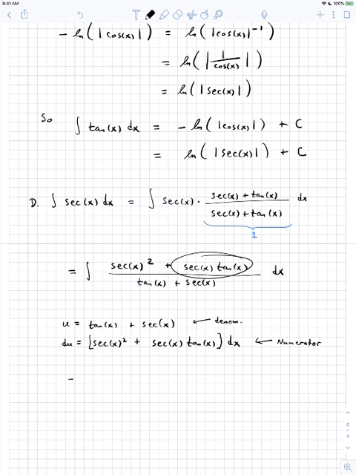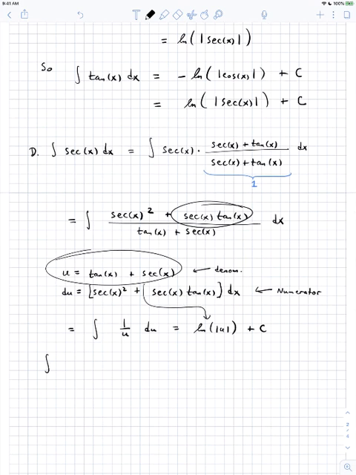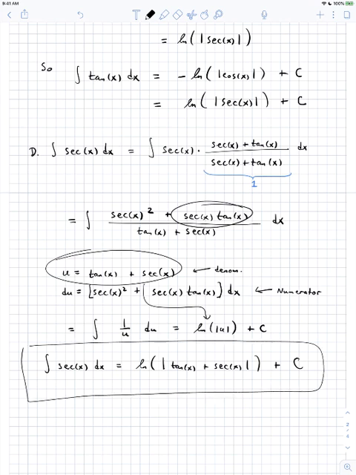So what we end up with is the integral of 1 over u du, which of course is ln of the absolute value of u plus c. But now we just plug u back into this natural logarithm right here. And what's that going to give us? That's going to give us the antiderivative of secant of x dx is equal to ln of the absolute value of tangent of x plus secant x plus our constant of integration. And that's the antiderivative of secant, which again we obtained using a substitution, and certainly not an obvious substitution.